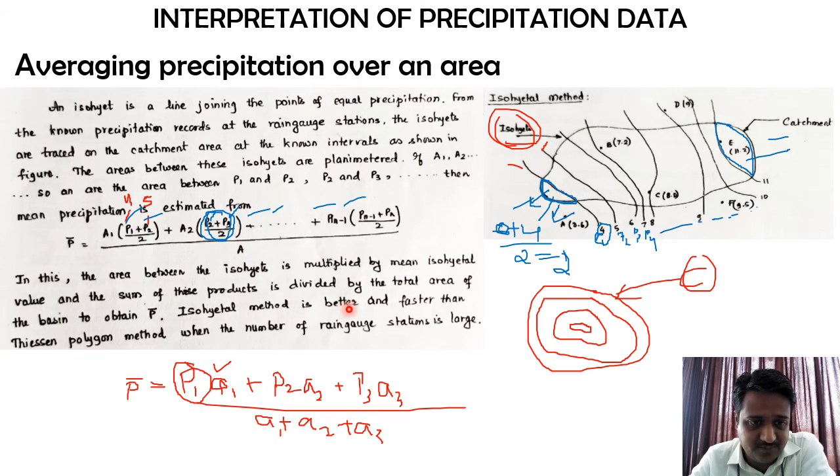The isohyetal method is better and faster than the Thiessen polygon method when the number of rain gauge stations is large. This method is much more helpful whenever we have a large area with a huge number of rain gauge stations. It helps us determine the effective areas as well as the mean precipitation over the entire area with much more accuracy, and it can be done much faster when you compare it with the Thiessen polygon method.